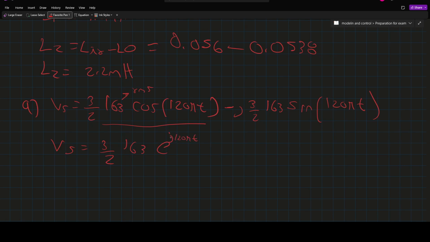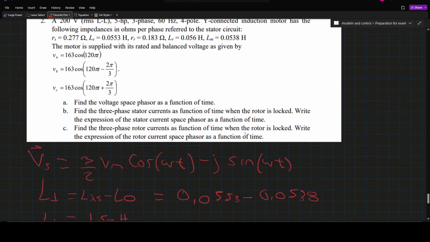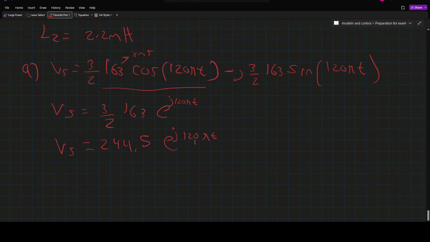Okay, so this is our space phasor in RMS. So if we multiply these two, we have 3 halves times 163. So our space phasor is going to be 244.5 e to the j 120 pi t. Okay, so this is our space phasor as a function of time.